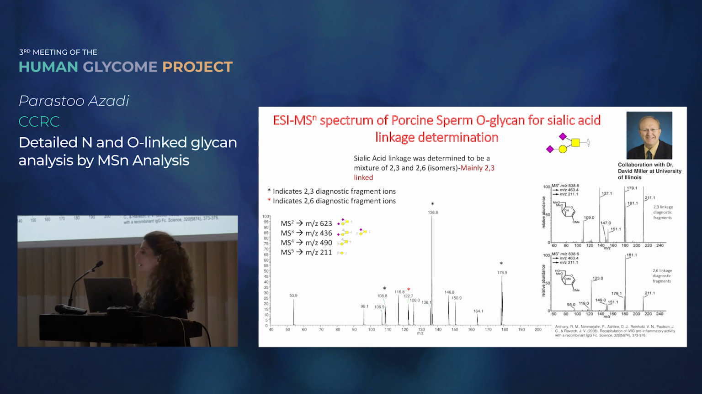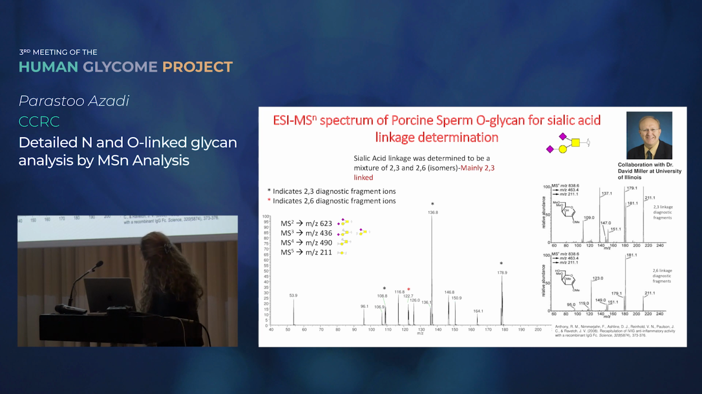So we looked at the linkages of sialic acids present in the O-linked glycans. We did not detect any sialic acid in the N-linked. They were expecting some N-linked, but we did not detect any sialylation in the N-linked. But the sialylation was present in the O-linked.